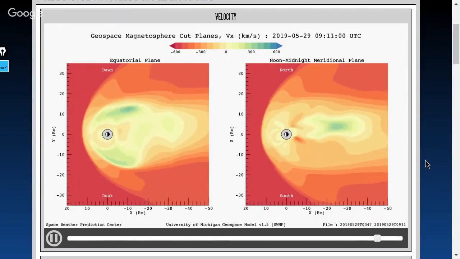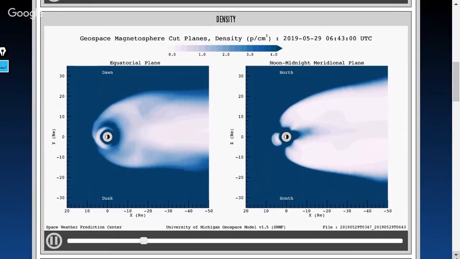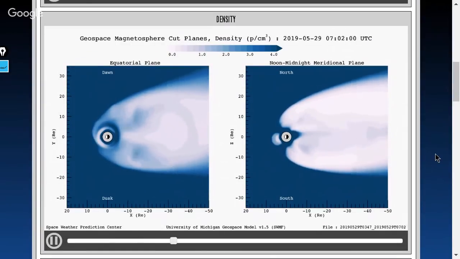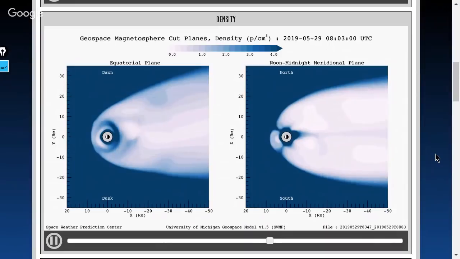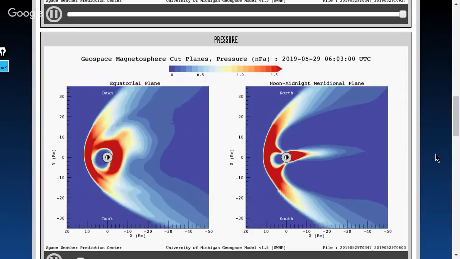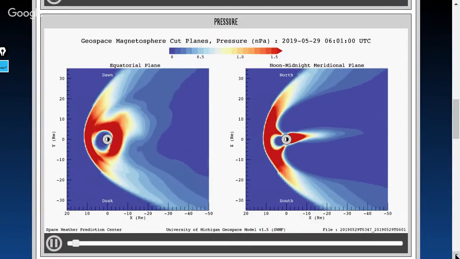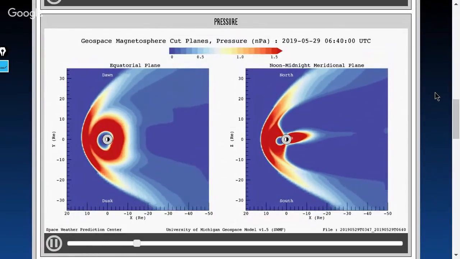Anyway, there's the velocity, and you see some striations of higher velocity wind coming in there at the end of the movie. Here's the density, fairly normal. You should see some perturbations right there at the end, caused by the increased wind speed. And here's the pressure, and you should see that impact very obviously in this magnetosphere movie.